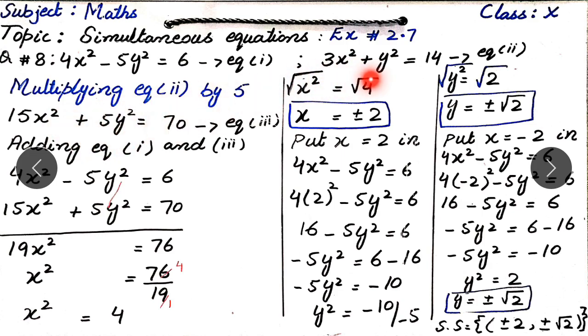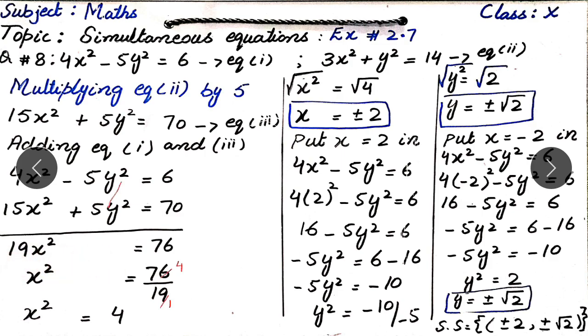So 5 3s are 15, and 5 multiplied with 14 will result in 70. Now you can write here that this is equation number 3, and equation number 3 and equation number 1 have the same coefficient of y square, so we can add both equations. Why not subtract? Because here there is already a subtraction sign and here it is positive, so they cancel each other. Adding equation number 1 and 3, you can see that one variable is cancelled, and now we have just x square.